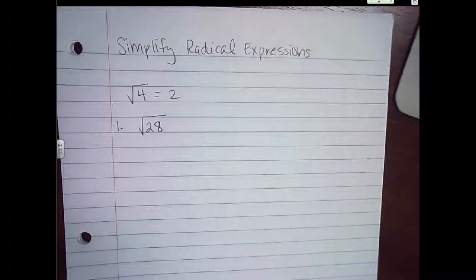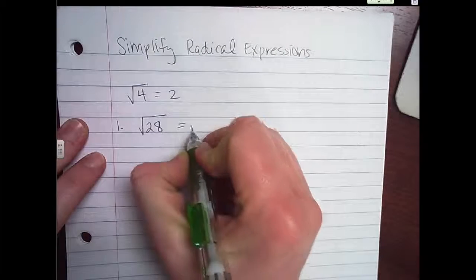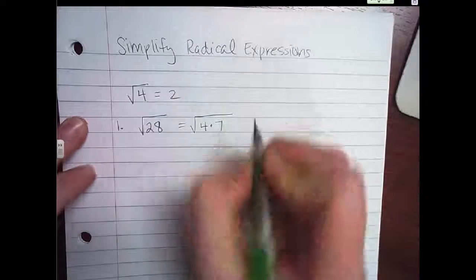Square root of 28. So when you're looking at these, because we're doing square root, I specifically am going to look at these numbers. I don't care right now about these. I want to look at these over here. 4, 9, 16, 25, 36. And I'm going to say, well, which of these perfect squares, the ones that are underlined, goes into 28? 4. 4 times what? 7. 4 times 7. So I'm going to rewrite 28 as square root of 4 times 7.